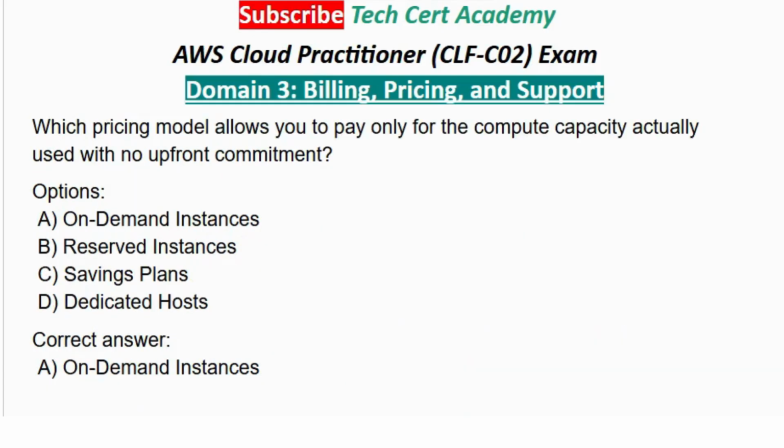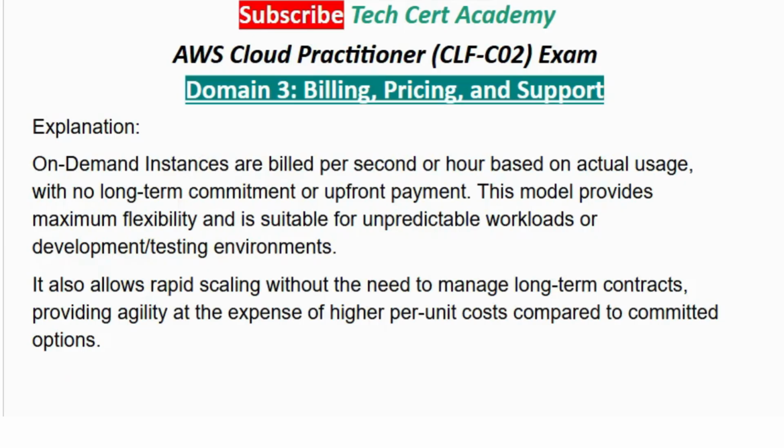Which pricing model allows you to pay only for the compute capacity actually used with no upfront commitment? Options: A. On-demand instances, B. Reserved instances, C. Savings plans, D. Dedicated hosts. Correct answer: A. On-demand instances. Explanation: On-demand instances are billed per second or hour based on actual usage, with no long-term commitment or upfront payment. This model provides maximum flexibility and is suitable for unpredictable workloads or development and testing environments.